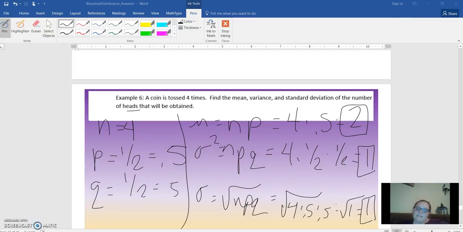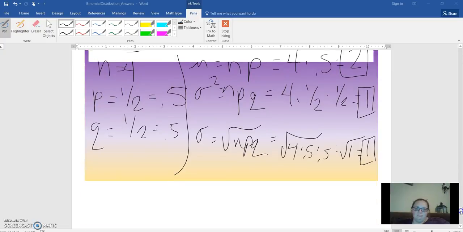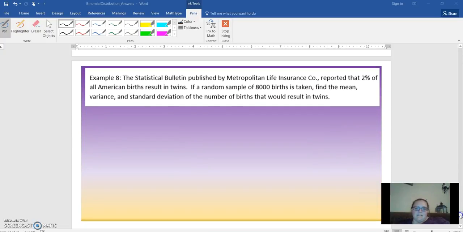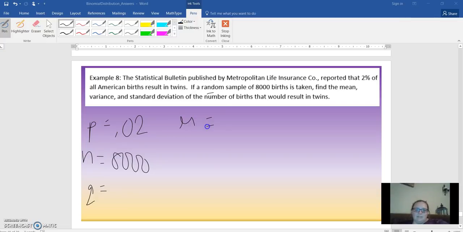Okay, we're not always going to get the same number for standard deviation and variance. Let's do another one where we don't. All right, in a statistical bulletin by Metro Life Insurance, they reported that 2% of all births were twins. So 0.02, a random sample of 8,000. Find the mean, variance, and standard deviation. All right, so if P is 0.02, that means that Q is 0.98.